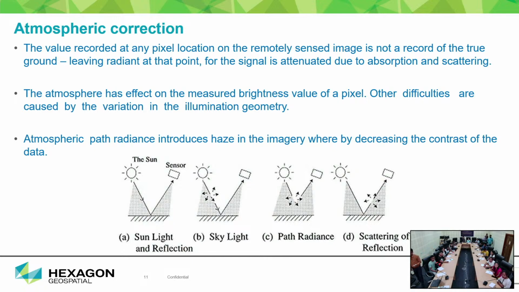There are some examples: sunlight, skylight, path radiance and scattered reflectance. That's why some features cannot be identified using the satellite images, so we have to go for the atmospheric correction. Another thing is that atmospheric correction also converts the digital numbers to a reflectance value. When we have satellite data in digital numbers, the digital numbers should be converted into radiometric values, and then the radiometric values will be converted into the reflectance value.